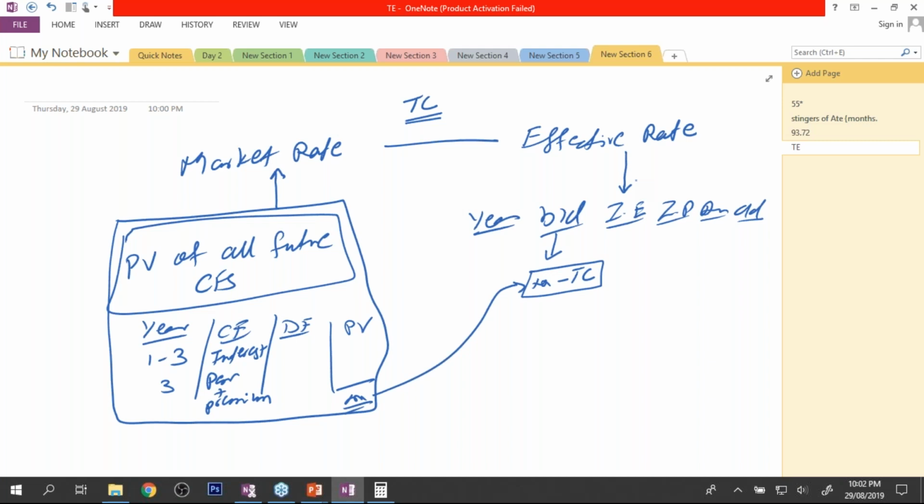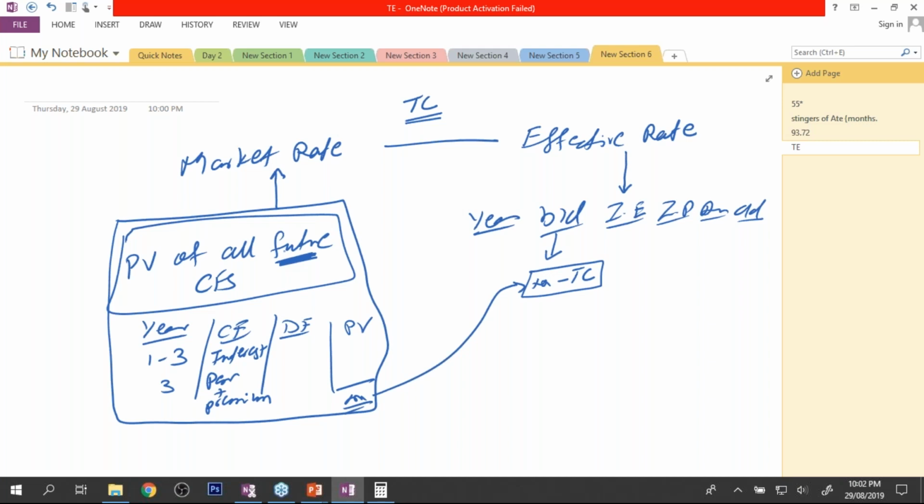Abdul Qadir is asking, can we include the transaction cost into the present value? Abdul Qadir, you cannot, because we are taking the present value of future cash flows and the transaction cost is something incurred in the past. So we cannot incorporate the transaction cost over here.